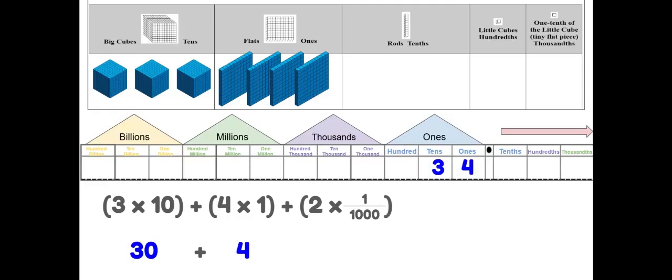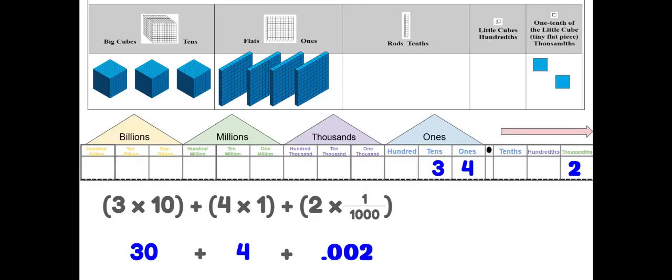Next in our mystery number, they want us to add in 2 groups of thousandths. Thousandths are very, very small. We need 1,000 of them to even make one of those giant flats. So having 2 groups of thousandths would look like this when we build it. The decimal of 2 thousandths would look like this. So where do you think that 2 is going to go in our place value chart? You're right, it's in the decimal, and it's very small, and it's all the way over in the thousandths.